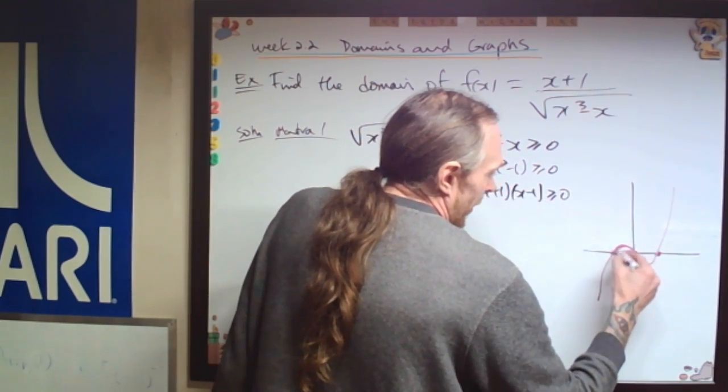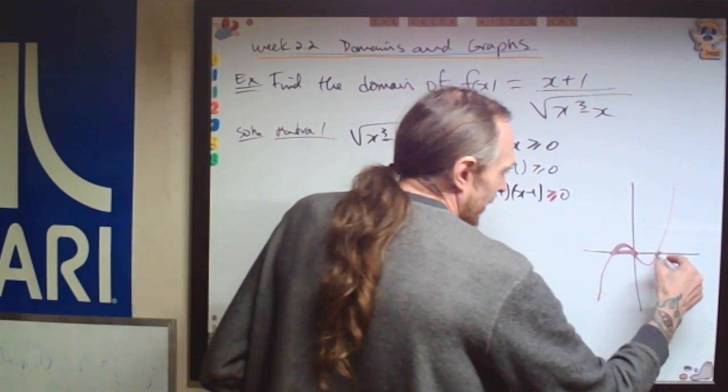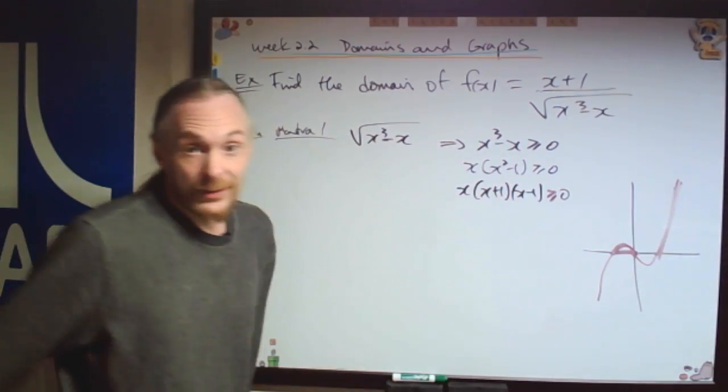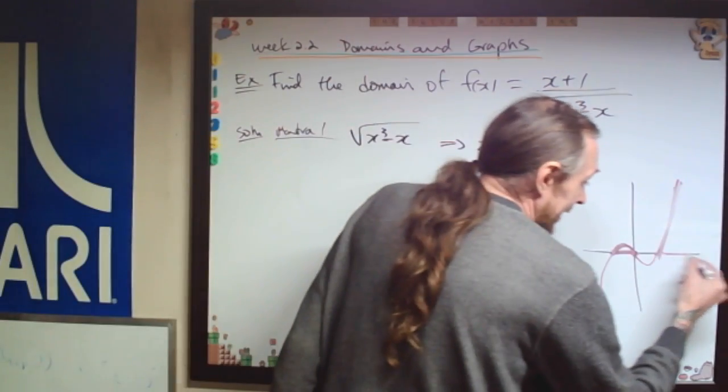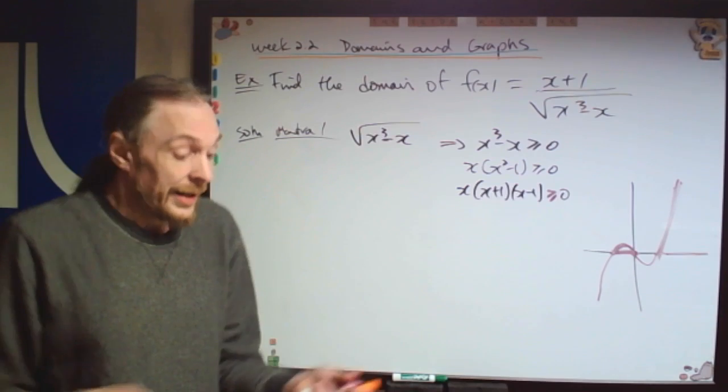And then we're going to get this. Where is this function positive is what we want. It's positive here, and it's positive here. So between negative 1 and 0, and 1 to infinity. Those are the intervals that we should expect to get as our solution for this part of the problem. Then we make sure we're not dividing by 0 in there, and we're in business.